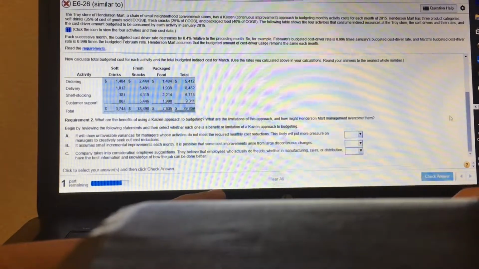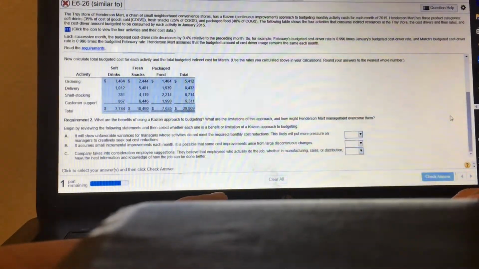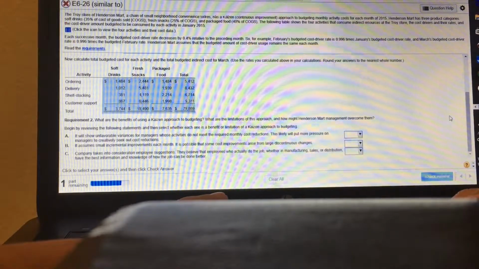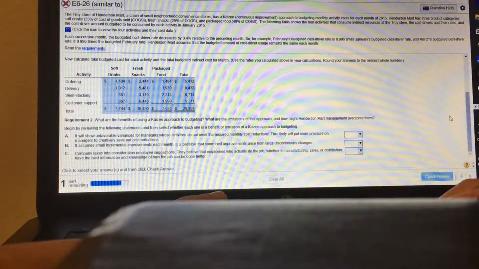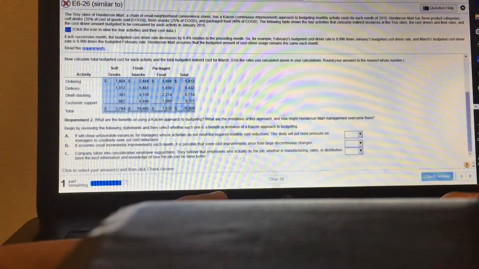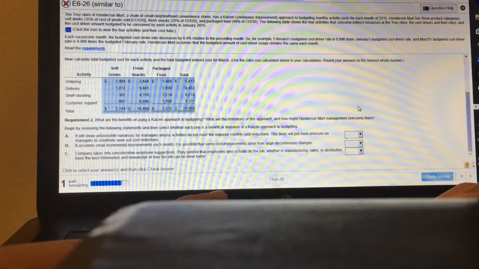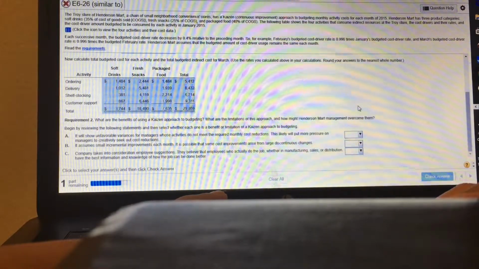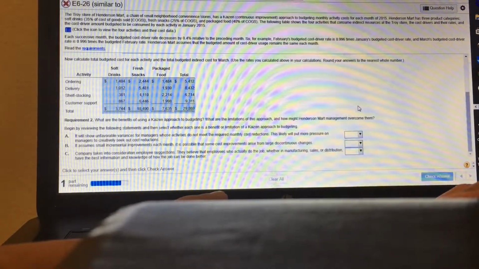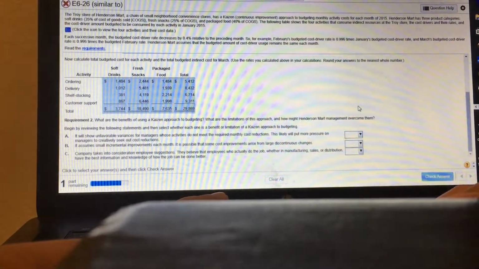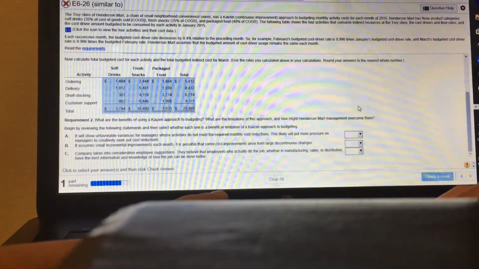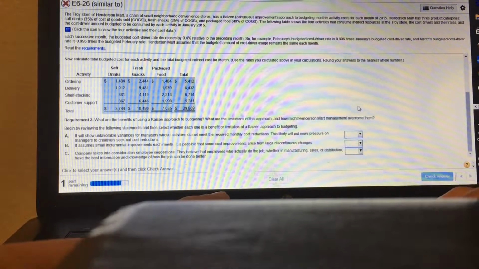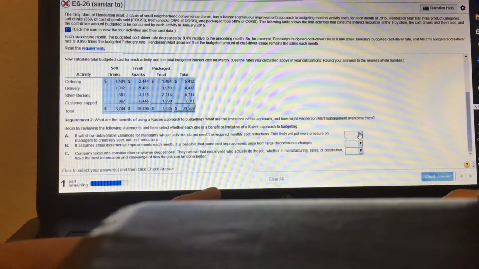Now for requirement 2, it asks what are the benefits of using the Kaizen approach to budgeting? What are the limitations of this approach and how might Henderson Mart management overcome them? So for A, it says it will show unfavorable variances for managers whose activities do not meet the required monthly cost reductions. This likely will put more pressure on managers to creatively seek out cost reduction. This is going to be a benefit.